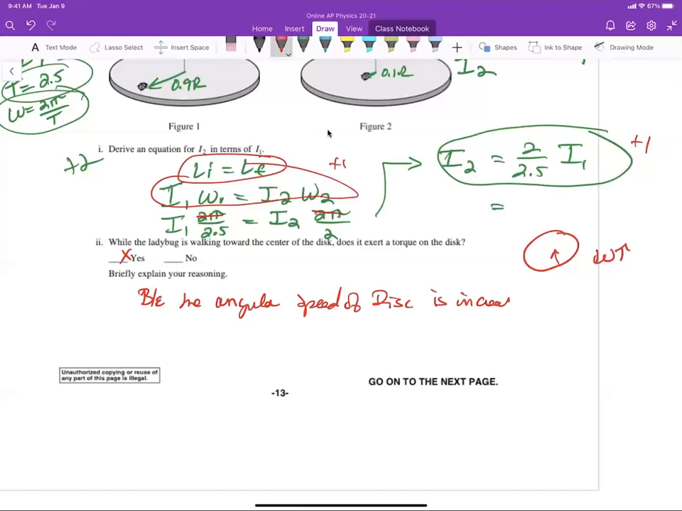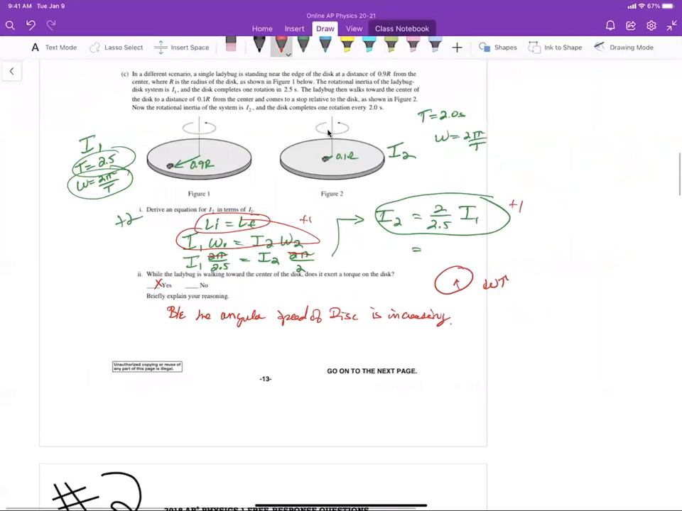So it's got to be exerting a torque on the disc. All right, and that was just 1 point. And that's what I got.